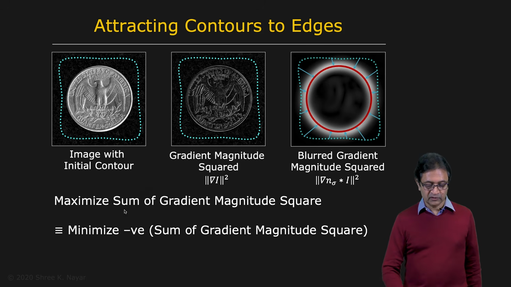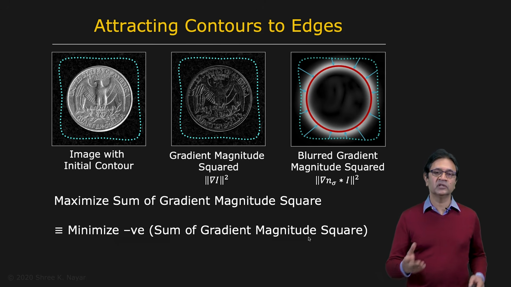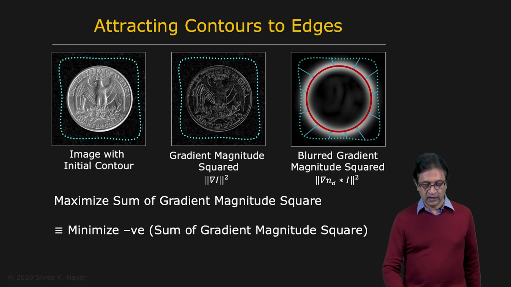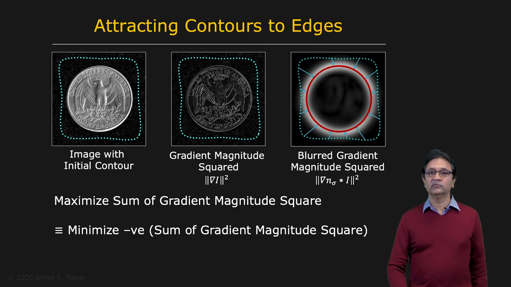So maximizing this is equal to minimizing the negative of the same thing. And the reason we play this trick is because later we are going to use other terms. We're going to add other terms to this problem, which we want to minimize. So we want to minimize all the terms.